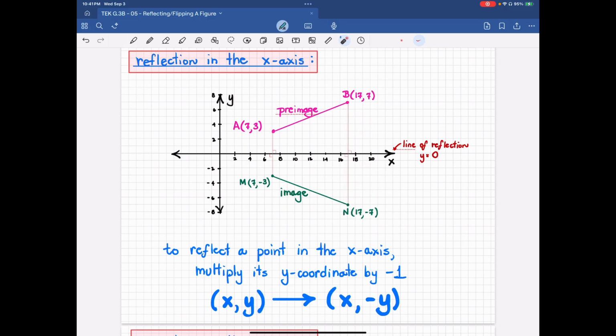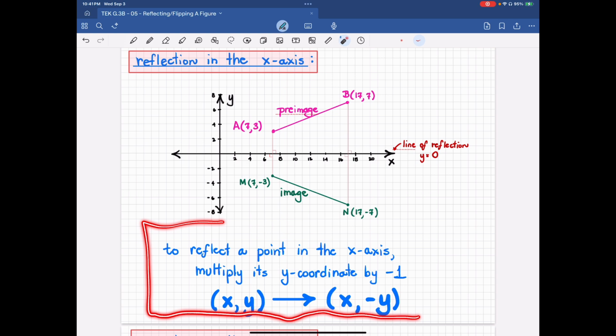So whenever you reflect a figure, an image, or a point on the x-axis, or y equals 0, which is another name for this, the x coordinates stay the same and the sign of the y coordinates changes. The formula is right here.